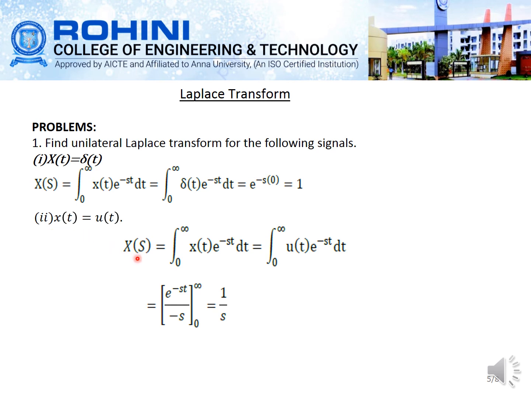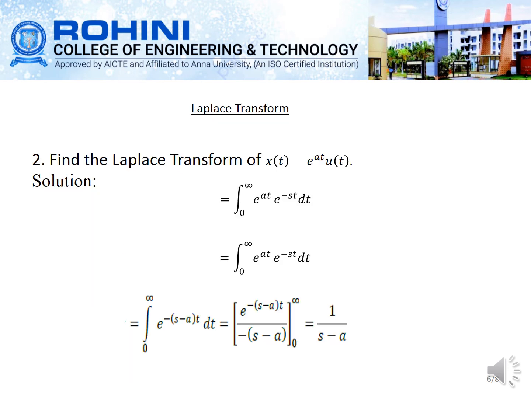Next one is x of t equal to u of t. We know the formula X of s equal to integral from 0 to infinity of x of t into e power minus st into dt. Here we are having u of t, therefore we can change this as integral from 0 to infinity of u of t into e power minus st into dt. The value of u of t equals 1, therefore while we are integrating and after integrating applying the limit, the Laplace transform of u of t equals 1 by s.